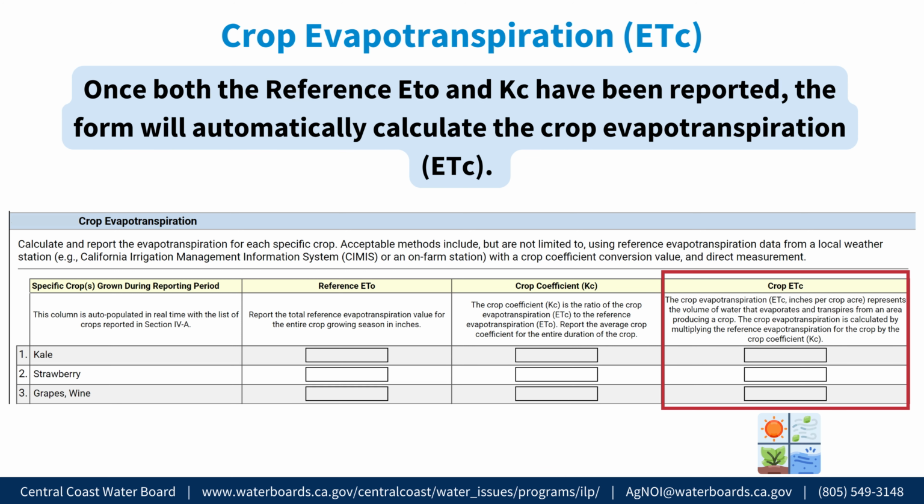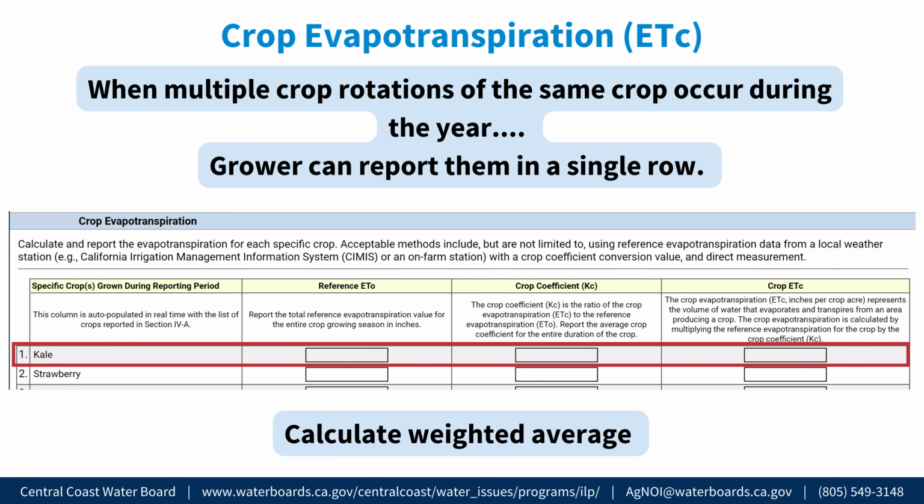Crop ETC. Once both the reference ETO and the Kc have been reported, the form will automatically calculate the crop evapotranspiration, or ETC. When multiple crop rotations of the same specific crop occur during the year, the grower has the option to combine all the crop rotations and report them in a single row.